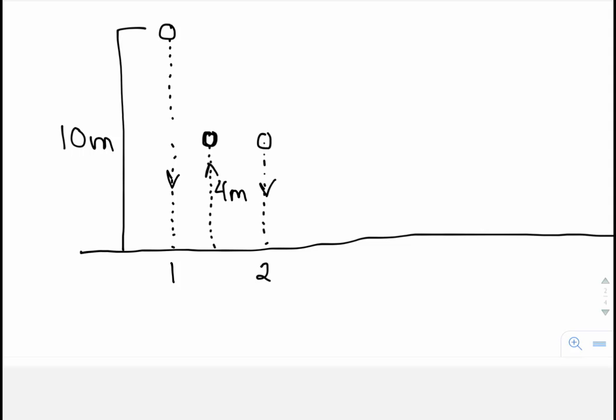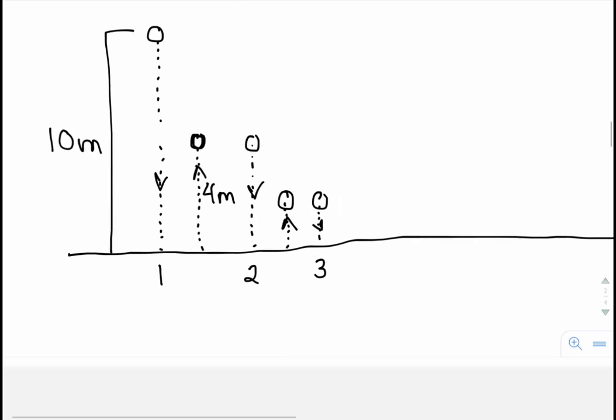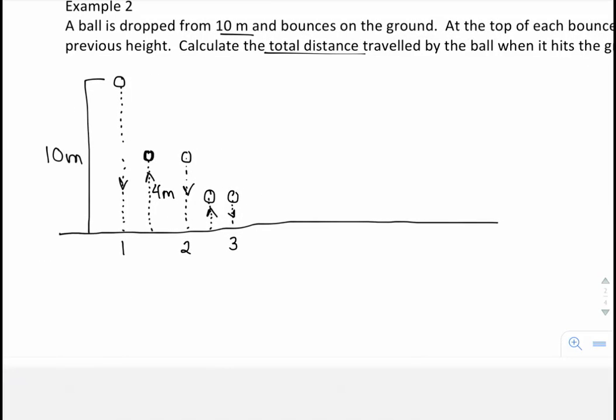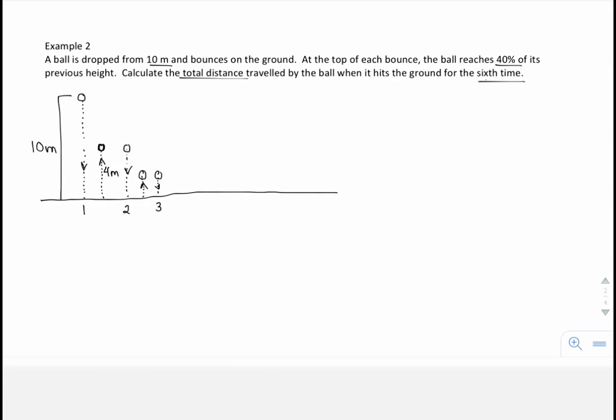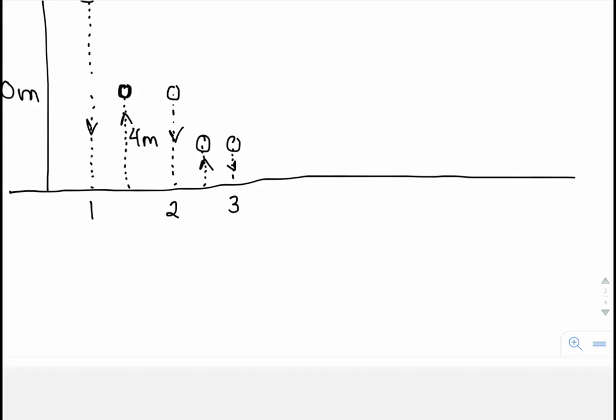Then it goes up again 40% of 4 meters, which is going to be, I don't care about the number, but let's say roughly around here. So it's going to go up, and then it's going to come back down, and that will be bounce number 3. So what I'm looking for is the total distance the ball has traveled when it hits the ground for the 6th time. So there's another bounce, it comes up here, then it comes down, that'll be bounce number 4, and then number 5 going up, coming down, and then number 6 going up and coming down. And I can't really represent those small distances, but I want you to get the picture.